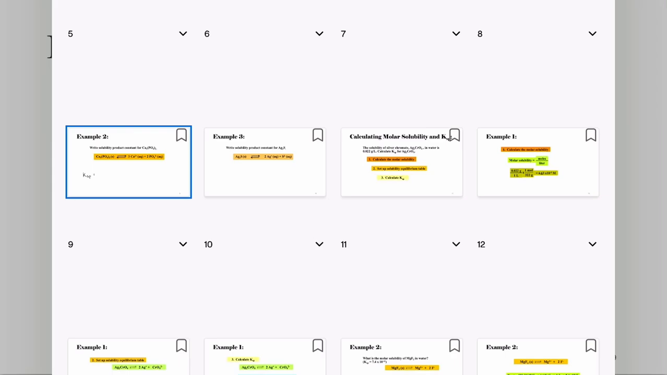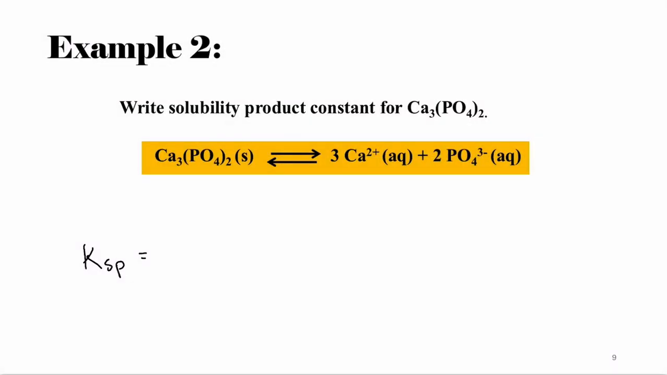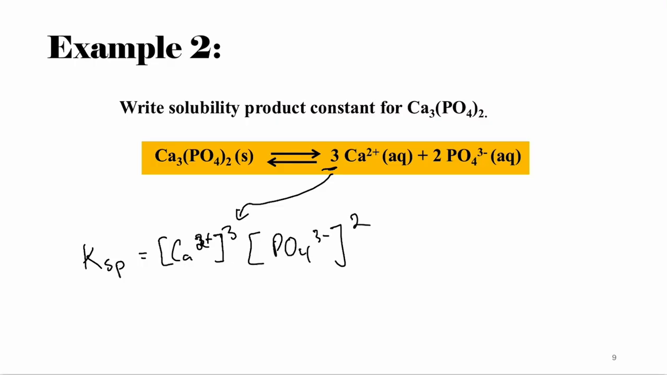What is the solubility product for this reaction? Calcium 2 plus, to the power of 3 because of the coefficient, and then phosphate 3 minus to the power of what? 2, right? So that's going to be our solubility product for both of these.